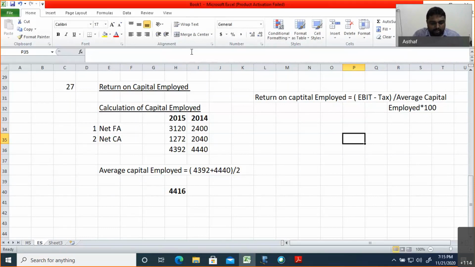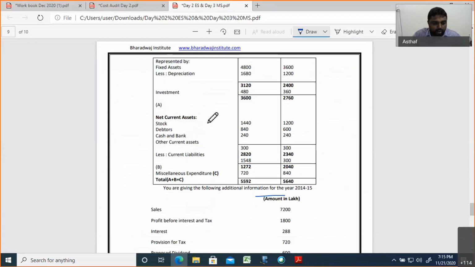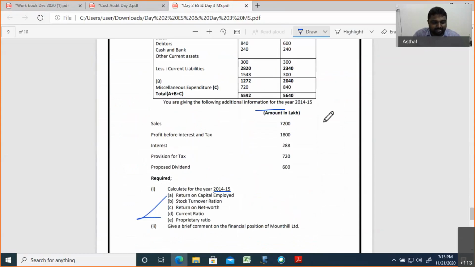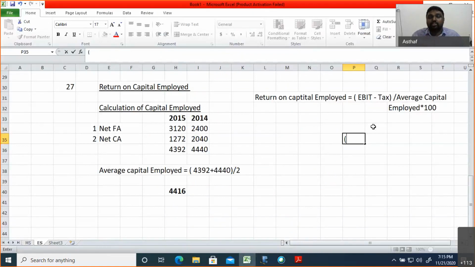So what is the EBIT? Look here, they were asking only for the current year. The EBIT data is here: profit before interest and tax. This is called EBIT, earnings before interest and tax. See, I already told you, investment generally we won't consider in capital employed. Only by rule definition do we consider the investment. In normal problems we won't take it. In BVM alone you might have done a lot of problems. Only rule-based problems will take investment.